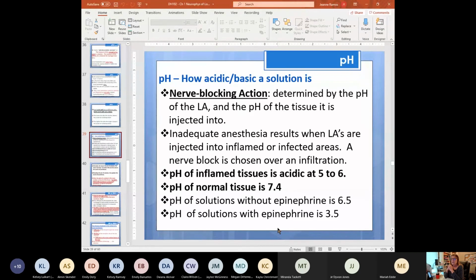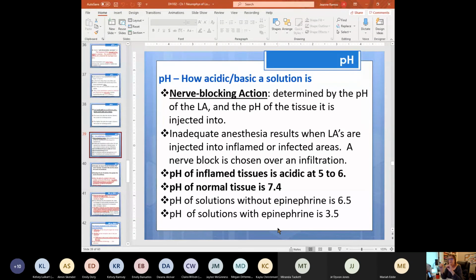So your actual local anesthetic without any vasoconstrictor, without epinephrine, is 6.5. So if our normal is 7.4, the plain anesthetic is already just a little acidic. And then we're going to put epinephrine with it, and that becomes way more acidic, because epinephrine is acidic. It might really bring your tissue down to like a 4.5. But epinephrine has to have a preservative.